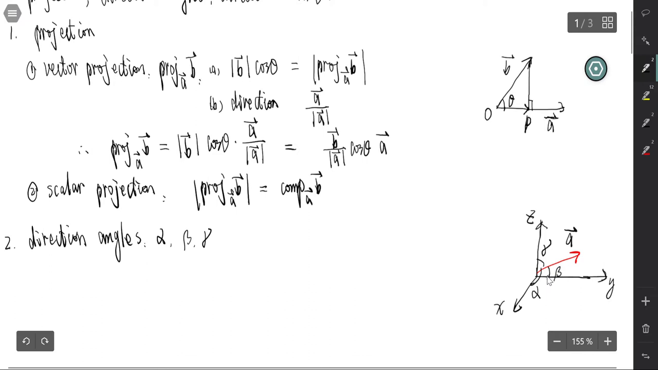And the direction cosines, that is cosine alpha, cosine beta, and cosine gamma. That's the direction angles.